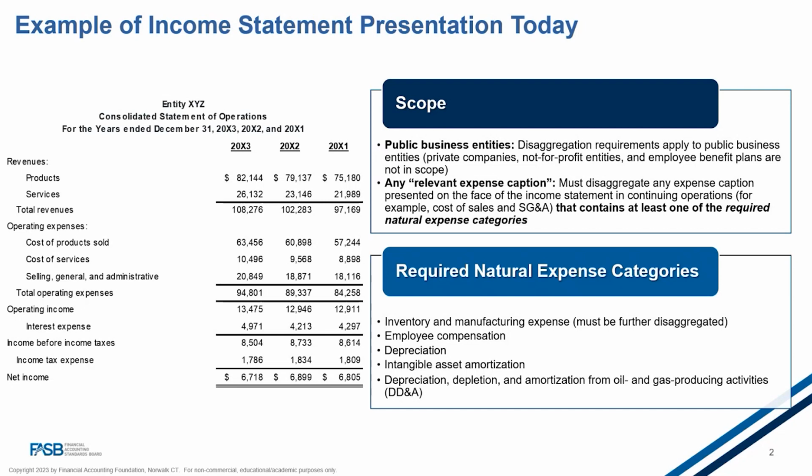If you take a look at the example income statement on the left-hand side of this slide, it is expected that cost of products sold, cost of services, and selling, general and administrative, or SG&A, would generally be relevant expense captions that need to be disaggregated due to the likelihood that those expense captions contain at least one of those required natural expense categories. By contrast, both interest expense and income tax expense would likely not be disaggregated because generally neither caption contains any of the required natural expense categories.